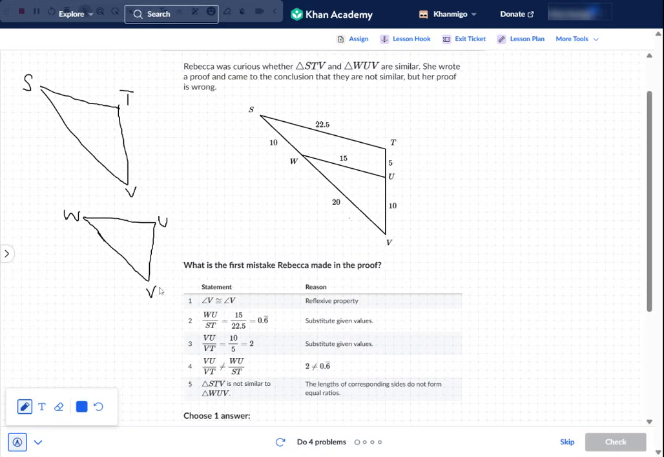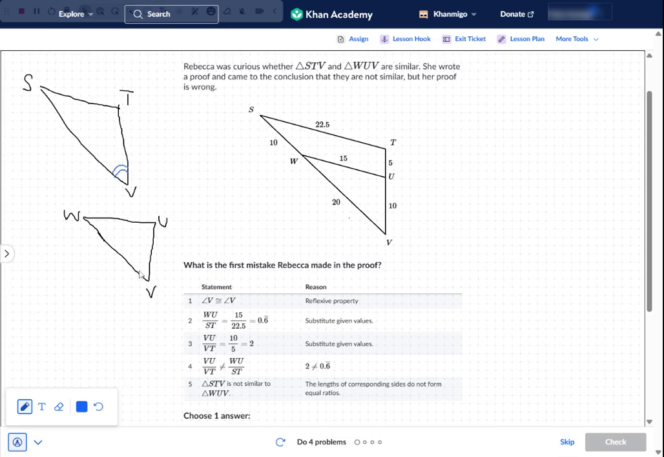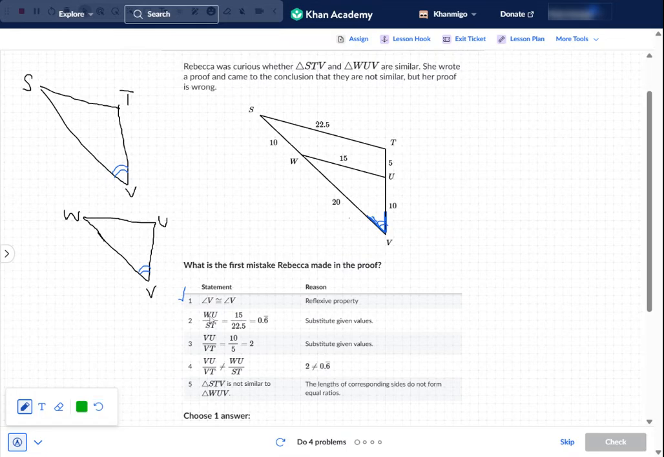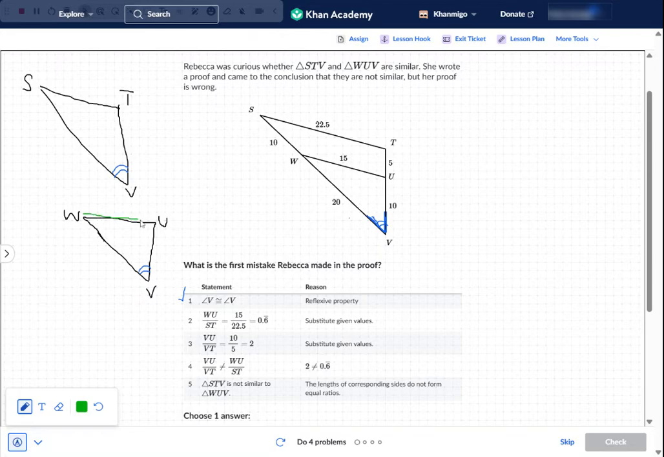Okay, so let's check. The first thing she said was that angle V is congruent to angle V because of the reflexive property, and I can agree with that, right? Angle V, no matter what angle V is, it's going to be the same for both triangles because this is where it overlaps. They share that angle measurement. So far this is looking good. Okay, I agree. Next, she went on to say, let me switch colors here, that side length WU over side length ST is equal to 15 over 22.5.